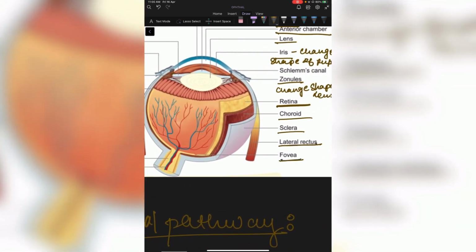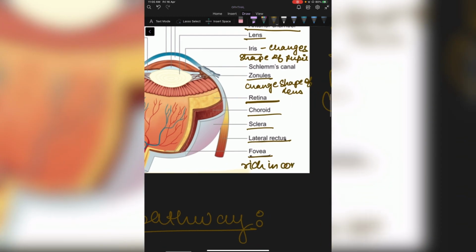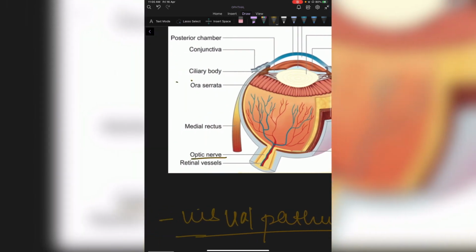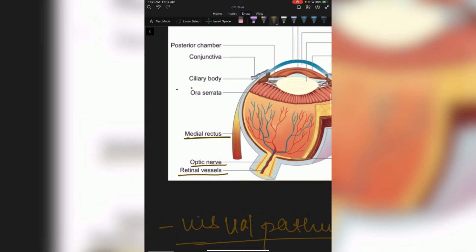Fovea is the part of maximum colored vision, because it is rich in cones. Optic nerve is the nerve which will carry all your vision through the eye to the brain, where it is interpreted. Retinal vessels, the blood vessels, and the nerve supply of the eye will be dealt with separately. The medial rectus is another ocular muscle. We will discuss it later.